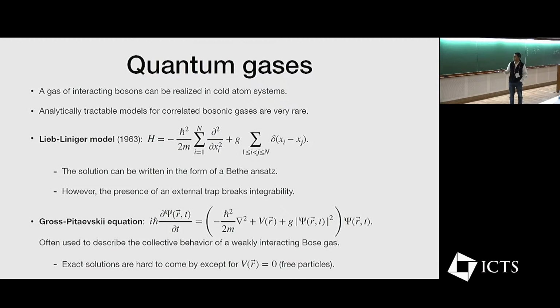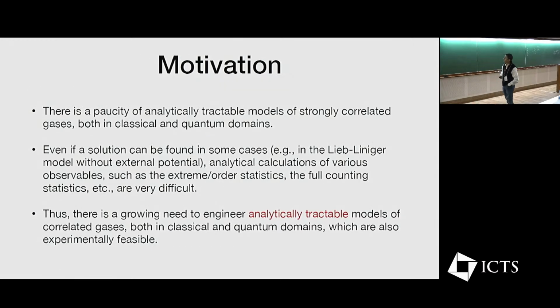Similarly, the Gross-Pitaevskii equation, which describes a weakly interacting Bose gas, if you put in a potential, analytical solutions are very difficult. So for all these experimentally realizable situations where you usually have an optical trap in which your system sits, it's very hard to find a model where you can do analytical calculations. So the moral of the story is that there is a need for analytically tractable models for strongly correlated gases in both classical and quantum regimes.